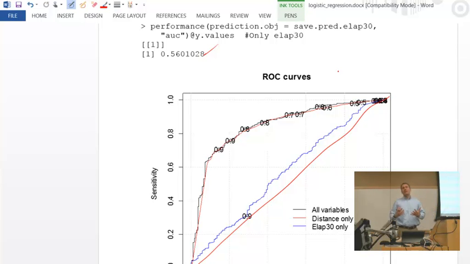Also, this example helps to point out that just because a variable is significant, as ELAP30 in some respect was, depending upon what your alpha level was that you set, you can see that just because a variable is significant does not necessarily mean it's going to be very helpful for classification. Classification, in other words, predicting success versus failure, is something quite different from whether a particular variable actually, let's say, affects the probability of success.